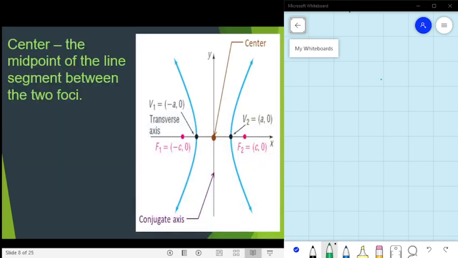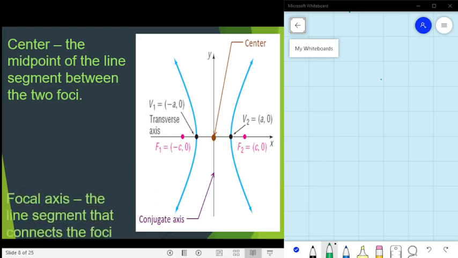Okay, and then another one is what we call the center. The center is here, the color brown. It is the midpoint between the two foci, these pink ones. And the black ones, we have the black vertices. Okay, we will discuss that later.